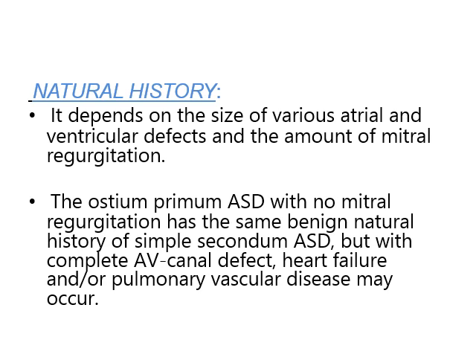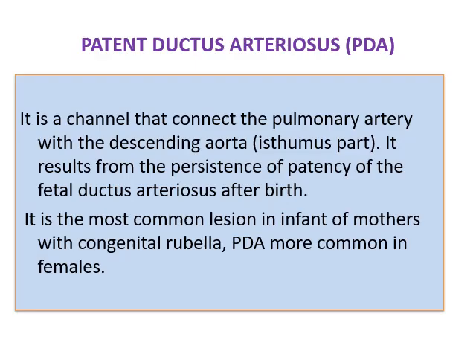Natural history of atrioventricular septal defect. It depends on the size of the various atrial and ventricular defects and the amount of mitral regurgitation. The ostium primum with no mitral regurgitation has the same benign natural history as simple secundum ASD. But when there is complete atrioventricular canal defect, heart failure and or pulmonary vascular disease may occur.